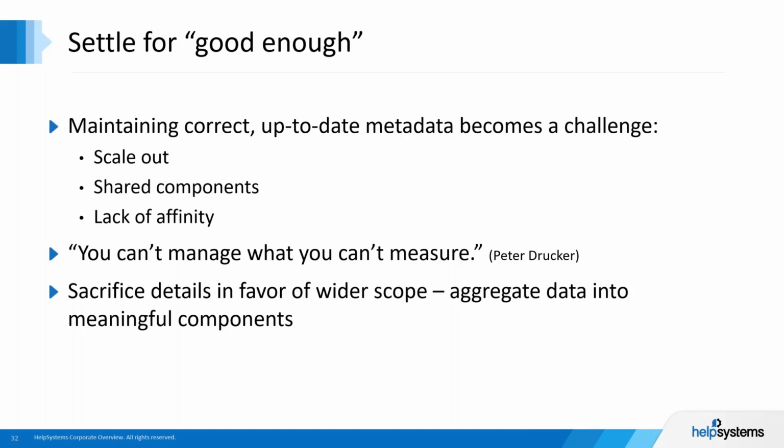So basically, we need to learn to settle for good enough, rather than trying to keep track of everything. Maintaining correct, up-to-date metadata becomes a challenge. There's a scale-out aspect. There's a number of shared components. There's a lack of affinity between an application and the host, etc. So you need to sacrifice some of the detail in favor of the wider scope, and aggregate data into meaningful components. So let go of some of the minute details and aggregate things up to a meaningful level.